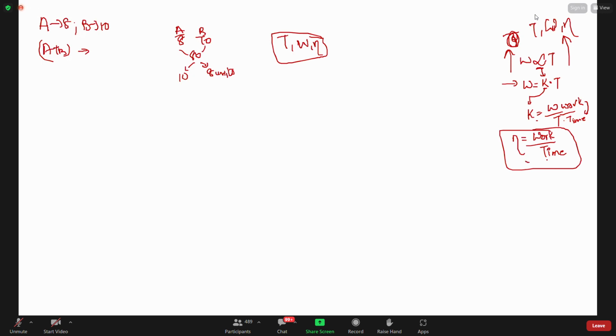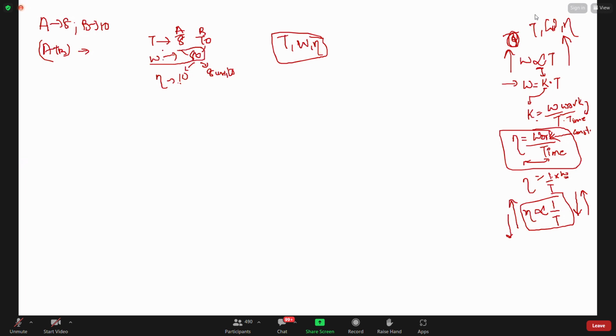And if I have to find the relation between efficiency and time, I'll keep the work constant. If work is constant, efficiency is always equal to 1 by t. Or I can say efficiency is inversely proportional to the time taken, because here the proportionality constant is work. Work is a constant. In this case, what does it mean? If you have higher efficiency, you will take less time to solve it. If you have lower efficiency, you'll take higher time to solve it. Inversely proportional. So in this case, this is the time, this is the work, this is the efficiency. How did you find out efficiency? Because we said let's keep the work constant.